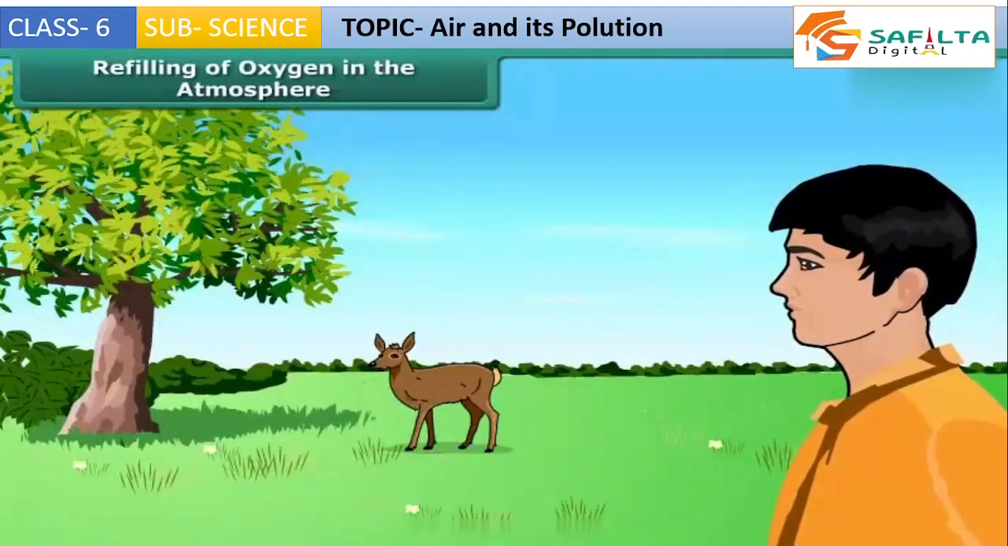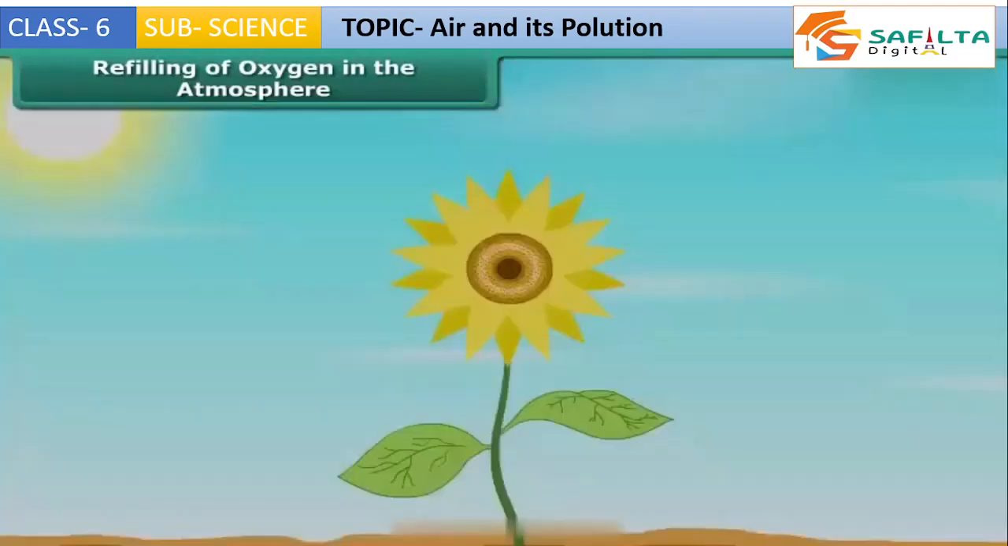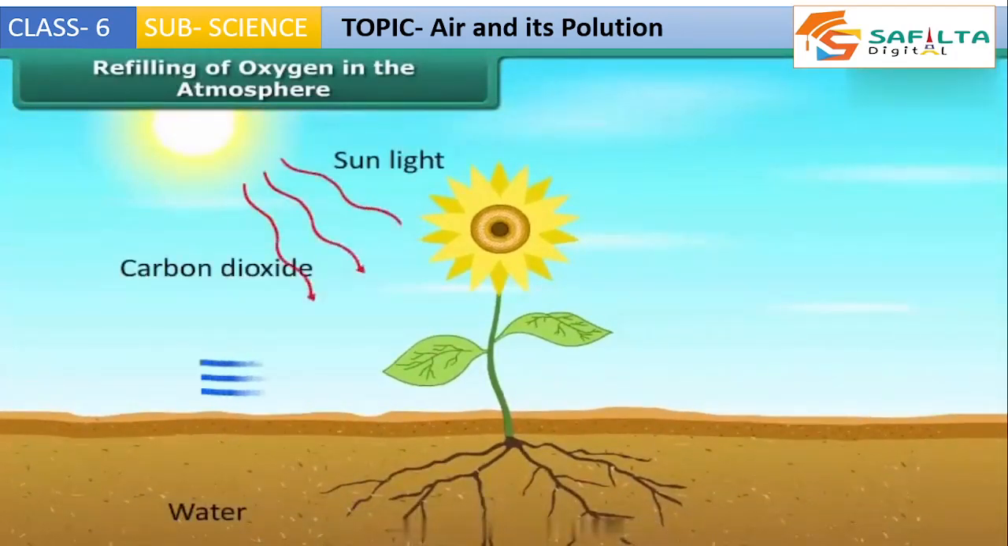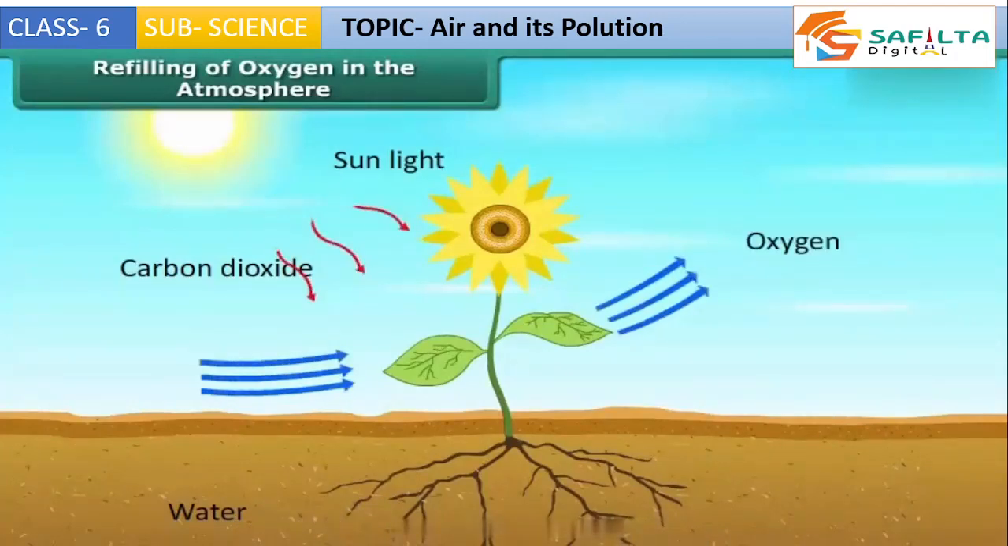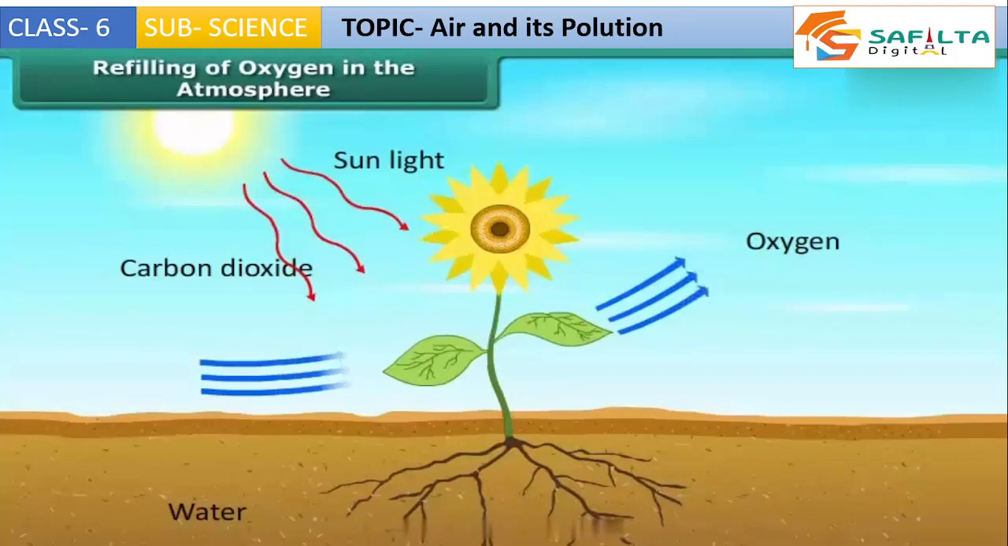Several billions of humans, animals and other organisms are consuming a huge amount of oxygen from the atmosphere every day. So why do the oxygen reserves in the atmosphere not finish up? Do you know how? The plants produce oxygen during photosynthesis. This oxygen is released in the atmosphere. Plants also consume oxygen for respiration, but they produce more of it than they consume. So the plants silently save us from dying without even being noticed.